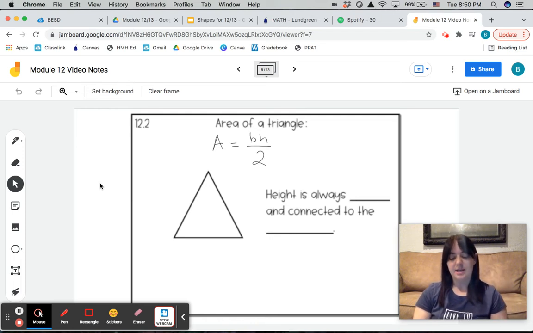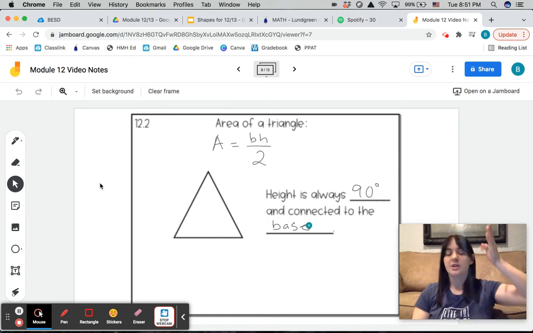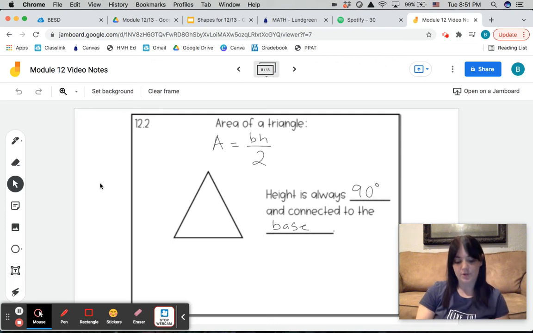Okay. Now the height. The height is always 90 degrees and connected to the base. So remember a parallelogram? Remember that height is always 90 degrees connected to the base. The same goes for a triangle.